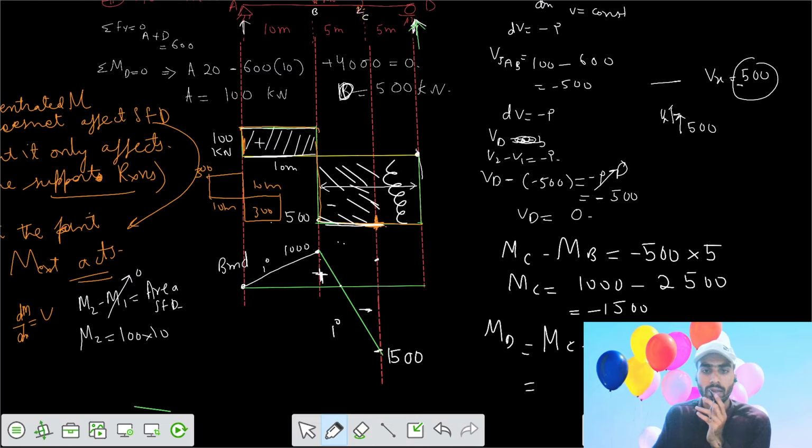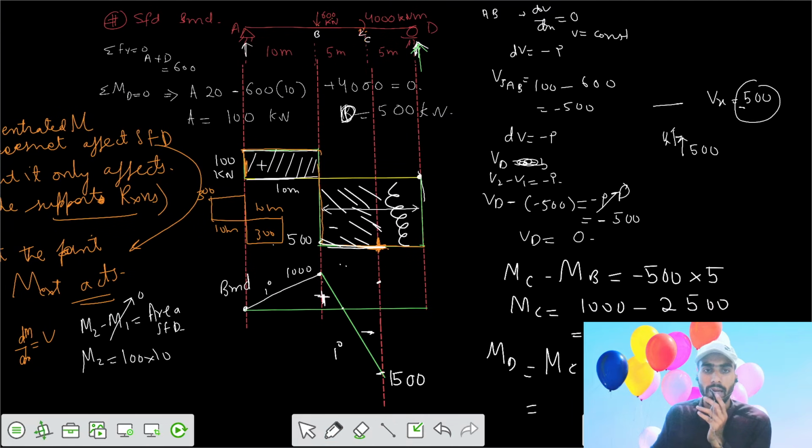Let's write that we have that at point C. Let's write in the side. At point C, we have that moment. We need to get the moment just after, because we are moving from left to right. So we need to get the moment just after point C. That equals the moment just before C, which is the moment at C that we calculated as minus 1500.